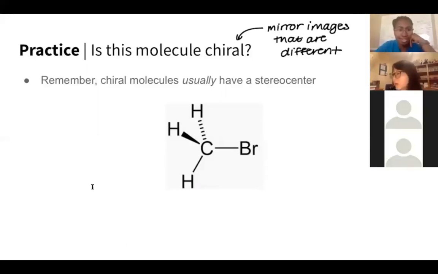And so remember, chiral molecules usually, but not always, have a stereocenter. And what a stereocenter means again is that if you change two of the attached groups, you change the conformation of the molecule, or you get a different conformation.